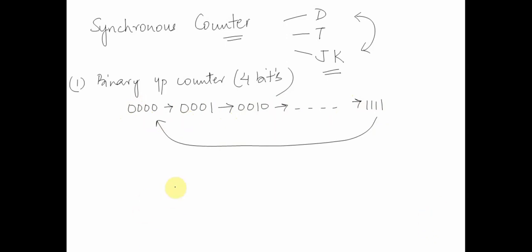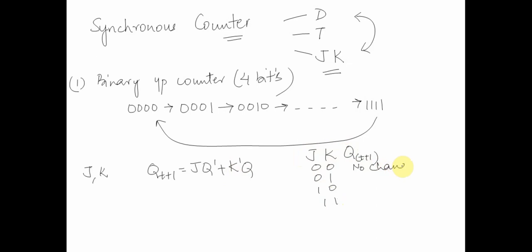And whenever we do this using J and K flip-flop, we will need to remember the characteristic equation of J and K flip-flop, Q(t+1). Both being 0, no change. J being 0, K being 1, output is 0, so this is reset. J being 1, K being 0, output is set. And both being 1, what would happen is this is complement.